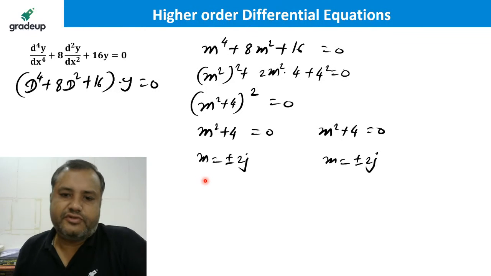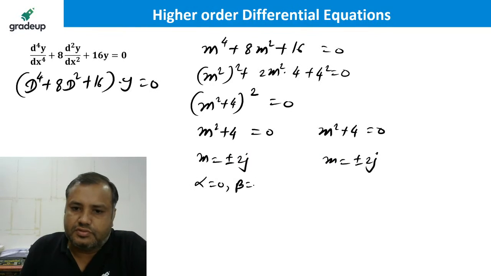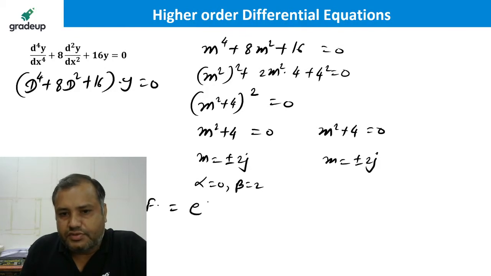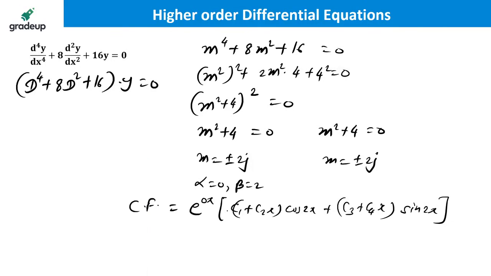So for this case you will be getting complex roots and repeated. So here alpha is 0, beta is 2, same is the case here. So CF will be e to the power alpha x, then C1 plus C2x cos beta x, C3 plus C4x sin 2x. Right hand side is 0, so complete solution will be only CF.